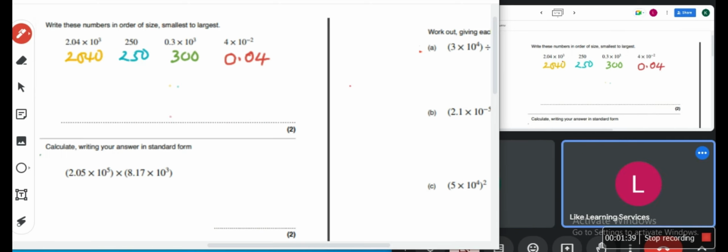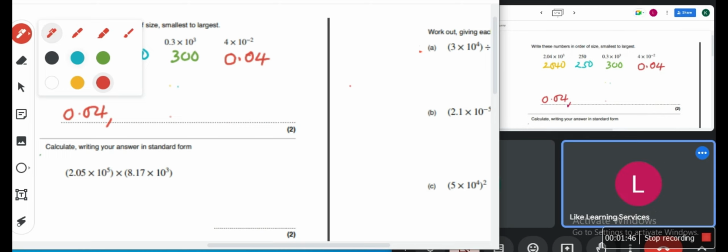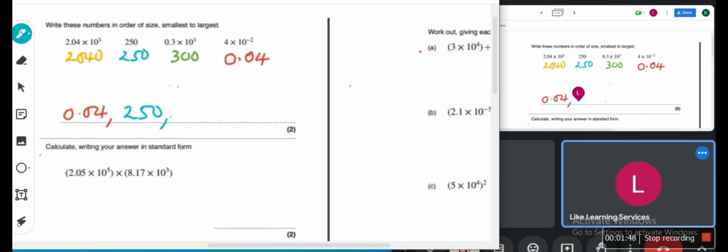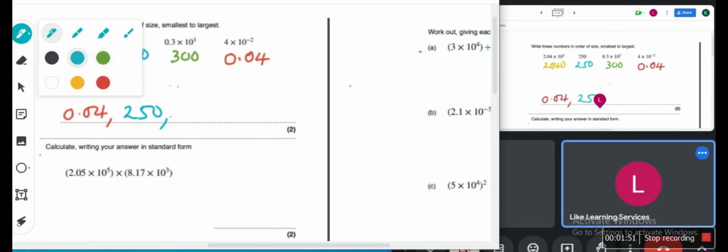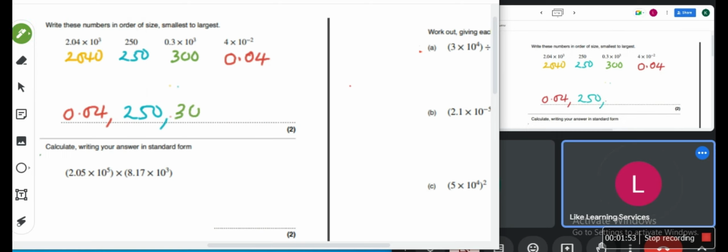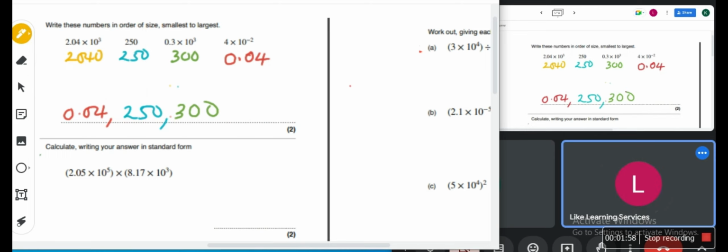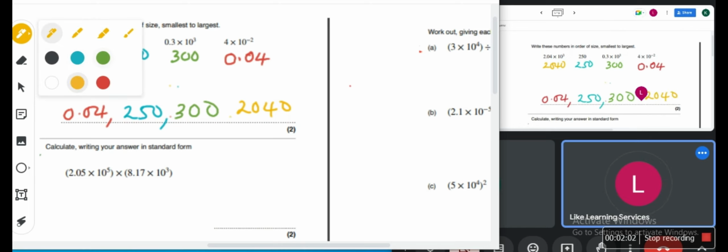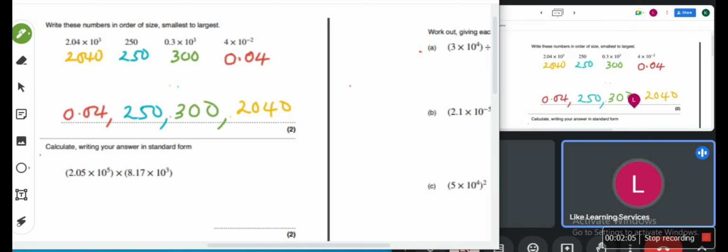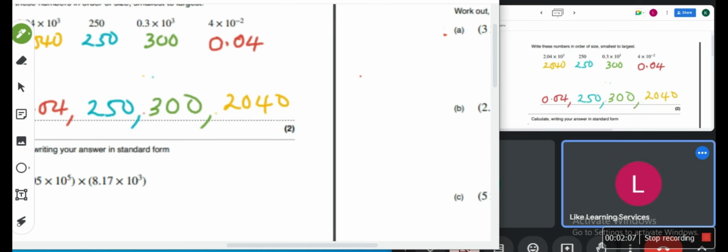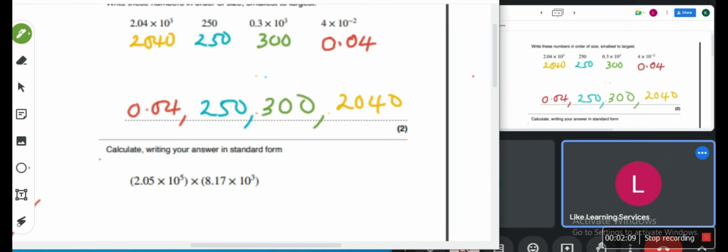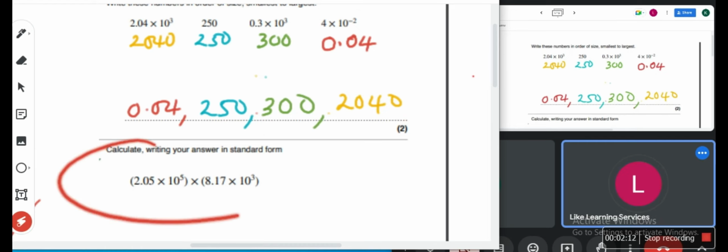Alright, so the smallest is 0.04, followed by 250, followed by 300, followed by 2040. All right. Next question. Calculate your answer in standard form. Let's go.